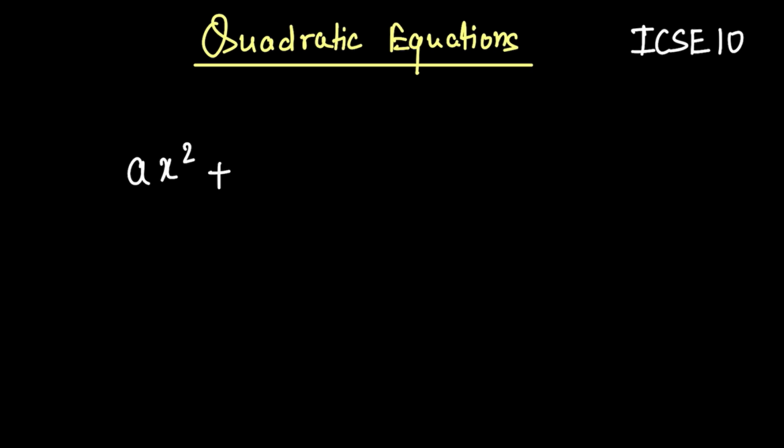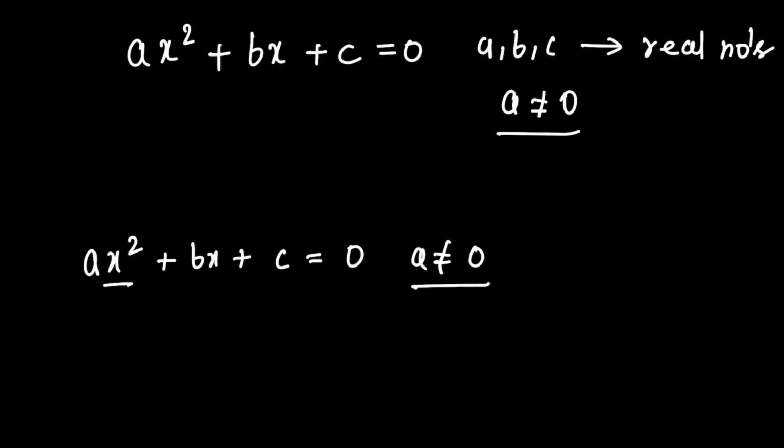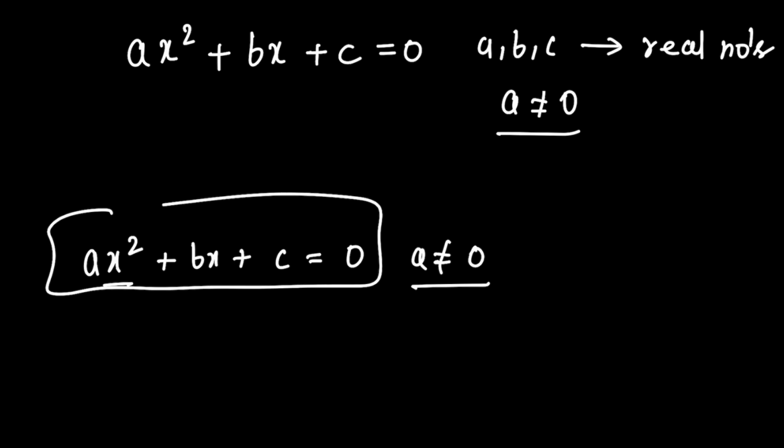ax square plus bx plus c. I hope you have seen this algebraic expression, and here a, b, c are real numbers, right? And a is not equal to 0. So this is what is called a quadratic polynomial. See, when we equate this equal to 0, it becomes a quadratic equation in one variable, that is x, right? The standard form is this, okay?